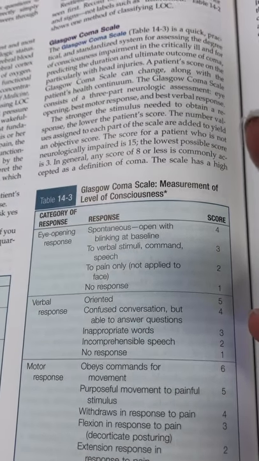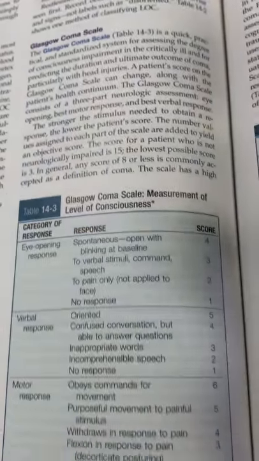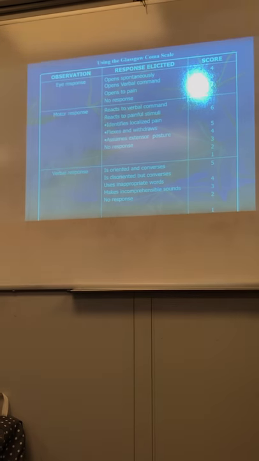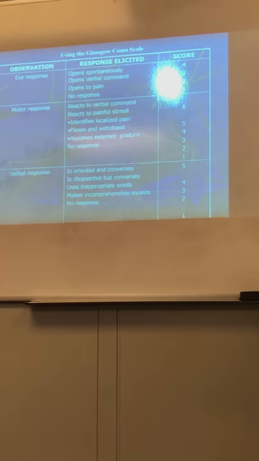So what's the highest score? 15. So 4 plus 6 plus 5 is 15. What's the lowest score? Is it a 0? Like a number 3. Score 0? 3. It's 3 because the minimum is 1 for each group of parameters. Okay?